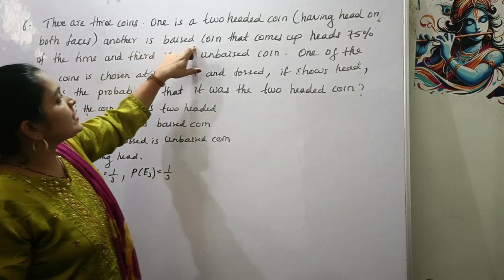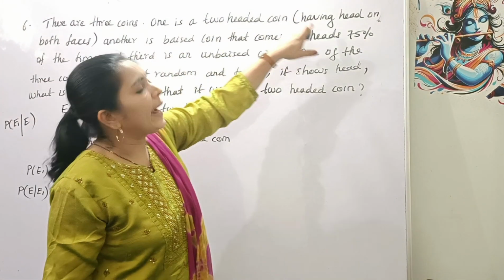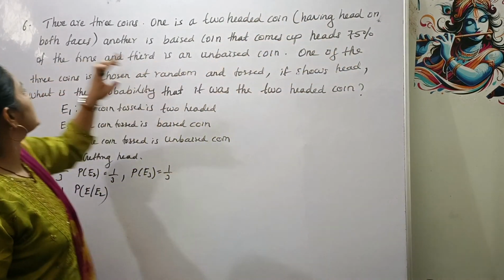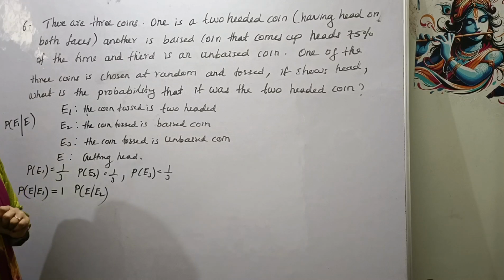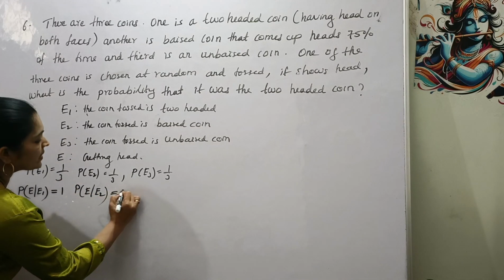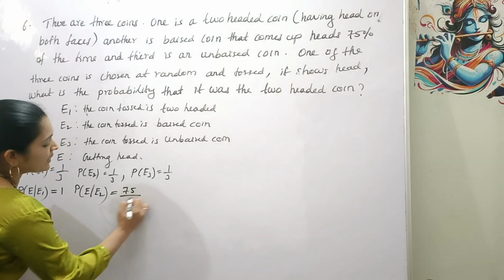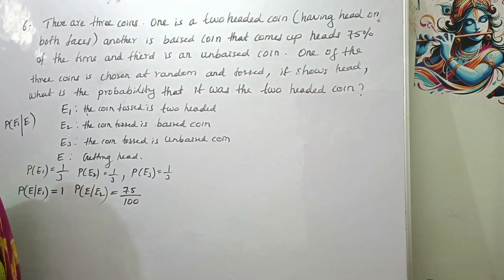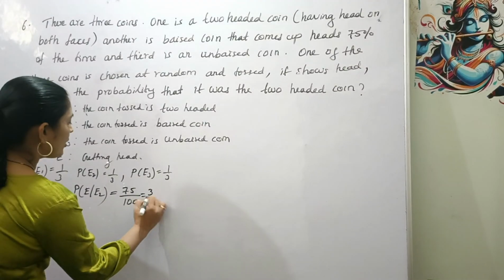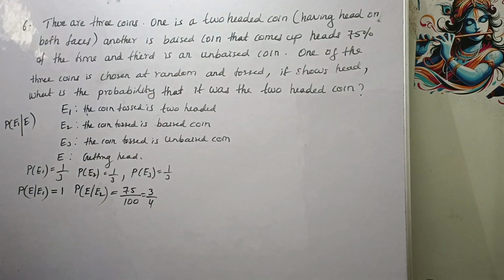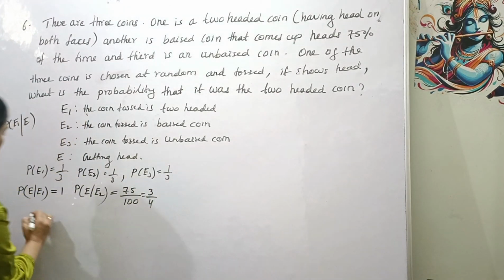See, another is a biased coin that comes up heads 75% of the time. So its probability is 75%, that is 75 divided by 100, that is 3 by 4. Okay. Now probability of E given E3.